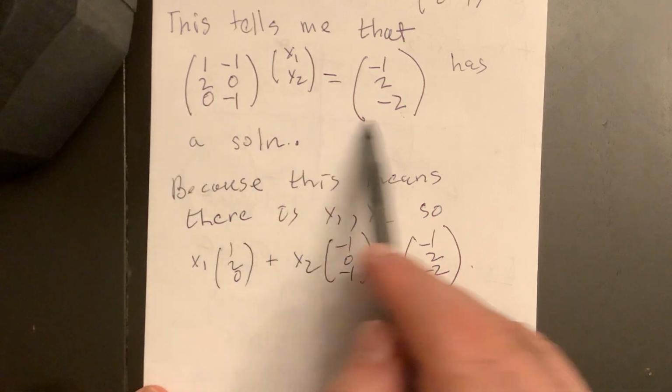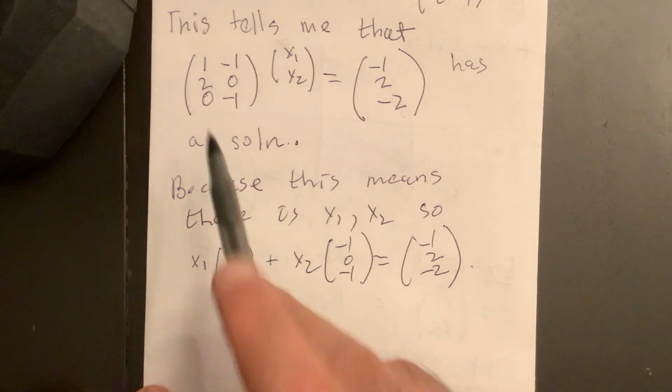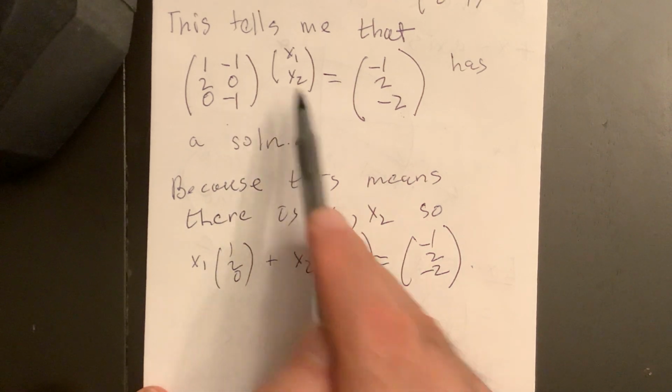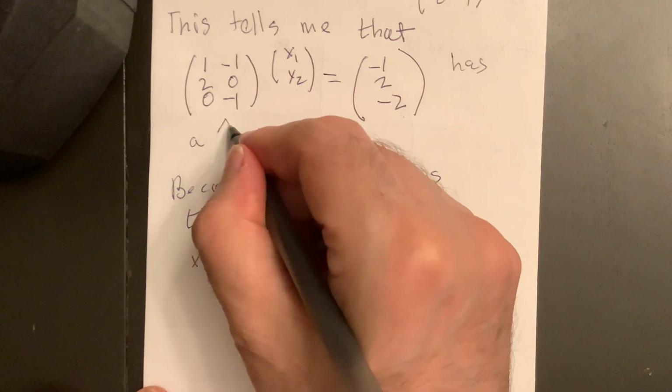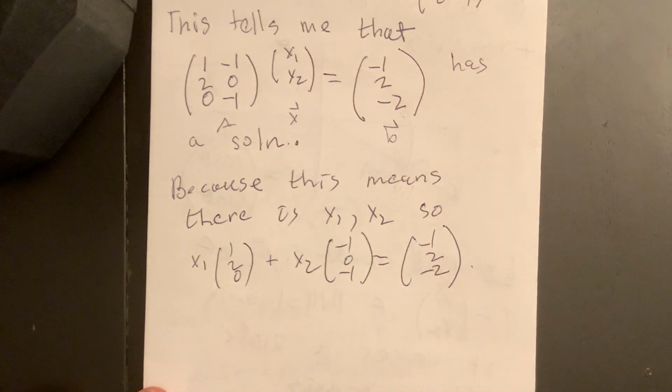This is a matrix equation. This is AX equals B. I can think of this as AX equals B, and I might want to solve for X. I know the answer already. It's 1, 2. But maybe I put something else in here.